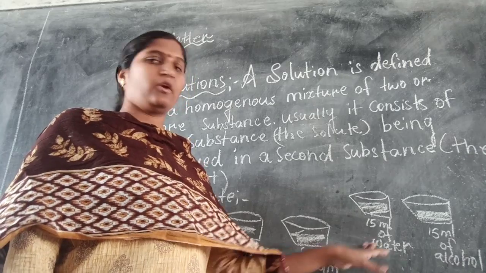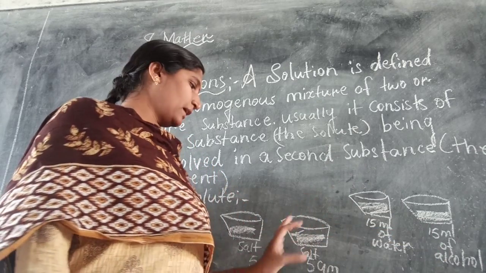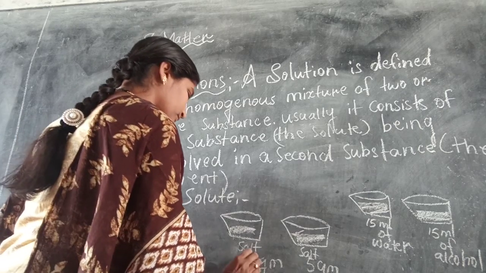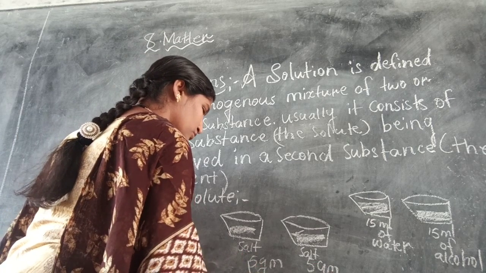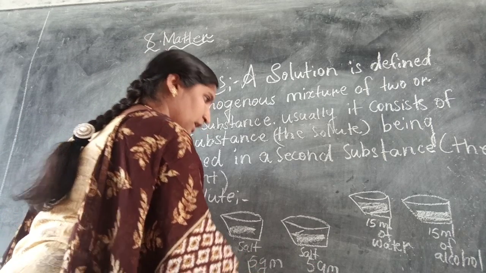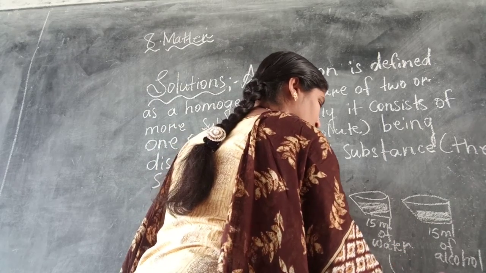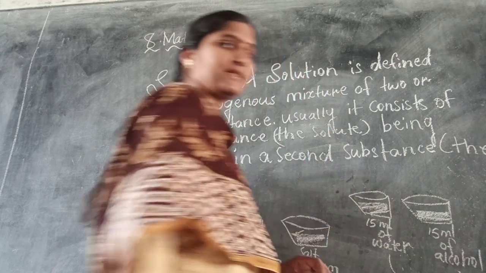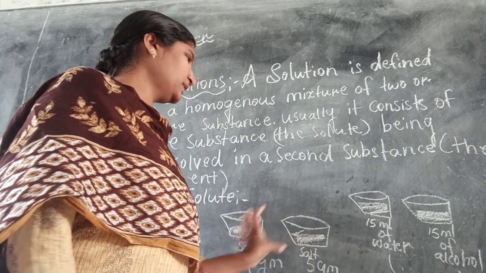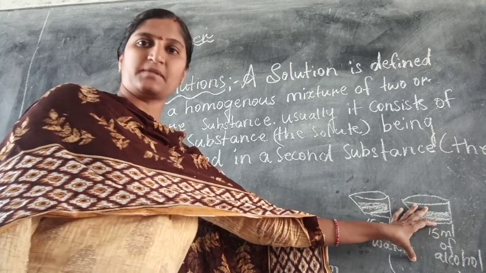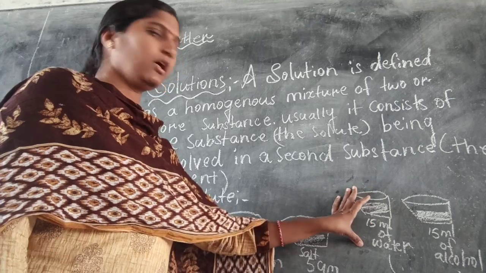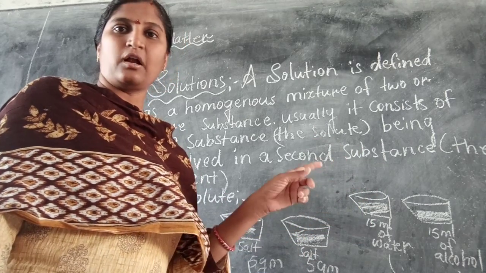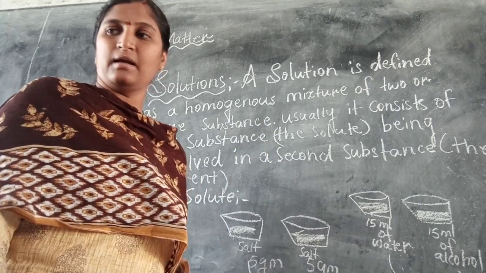Understood? By this what we can say is that here the salt acts as a solute. The water and alcohol act as a solvent. So when you mix this salt in the 2 cups, it becomes a solution. Yes or no? So here in the first cup the salt completely dissolves, and in the second cup the salt does not dissolve completely in the alcohol.